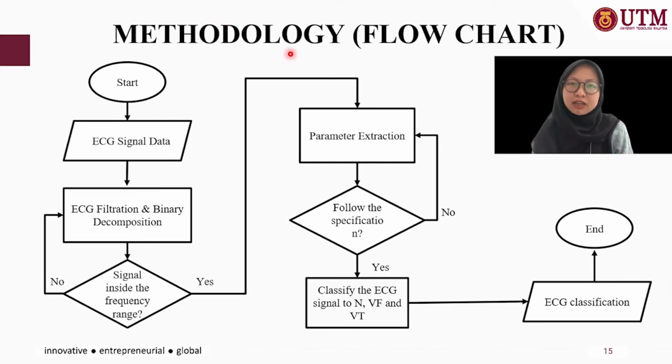Next, the flowchart. The input would be the ECG signal data. Then the first process is ECG filtration and binary decomposition. Next process is checking: is the signal inside the frequency range? If yes, then we do the parameter extraction. If not, then we go back to the ECG filtration and binary decomposition. For the parameter extraction, does it follow the specification? If not, then we need to redo the parameter extraction, and if yes, then we can classify the ECG signal into normal, ventricular fibrillation, and ventricular tachycardia. Then the output would be the ECG classification.